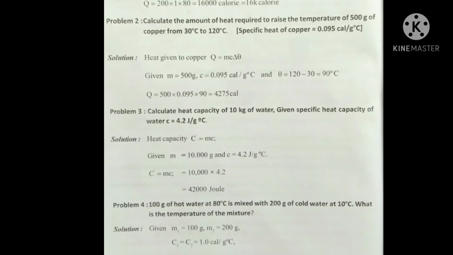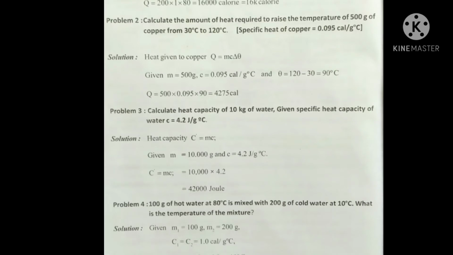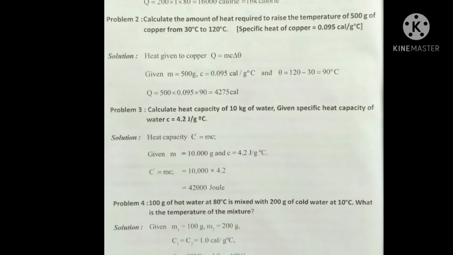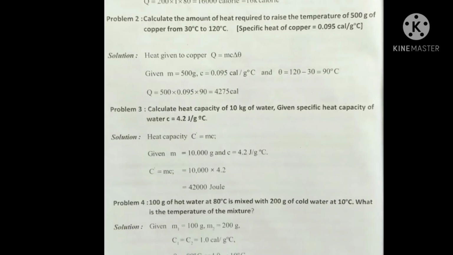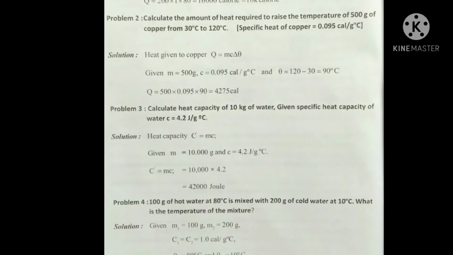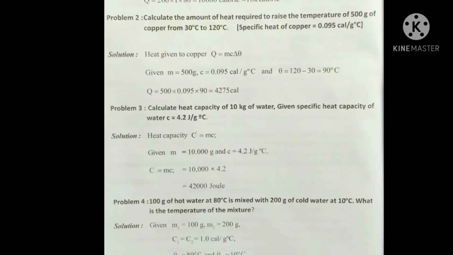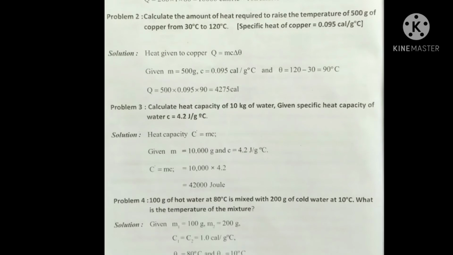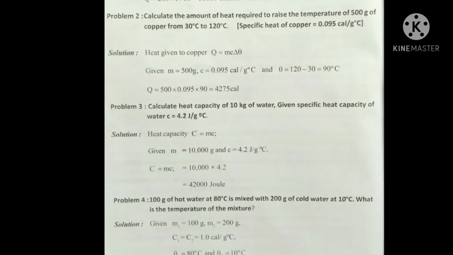Here 1 calorie is equal to 4.2 joules, or 4.18 joules. So note this point: specific heat of water is 1 calorie per gram degree centigrade, or 4.2 joules per gram degree centigrade. This is a very important conversion.